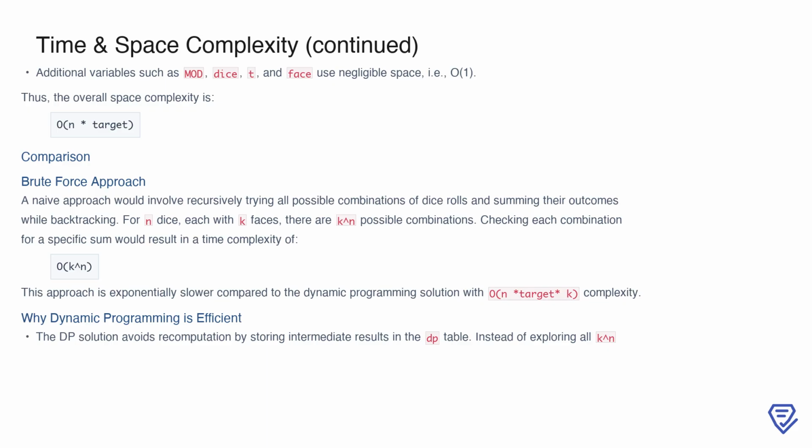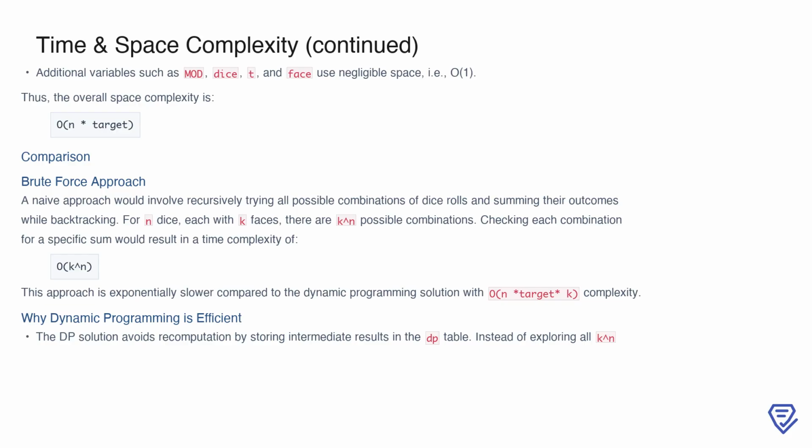In addition to the dp table, the algorithm uses a few other variables such as mod, dice, t, and face. These consume negligible space and are considered O(1) in terms of complexity. Thus, the overall space complexity remains O(n * target).